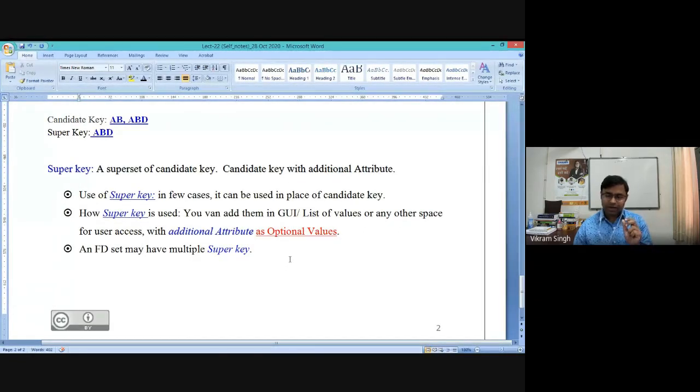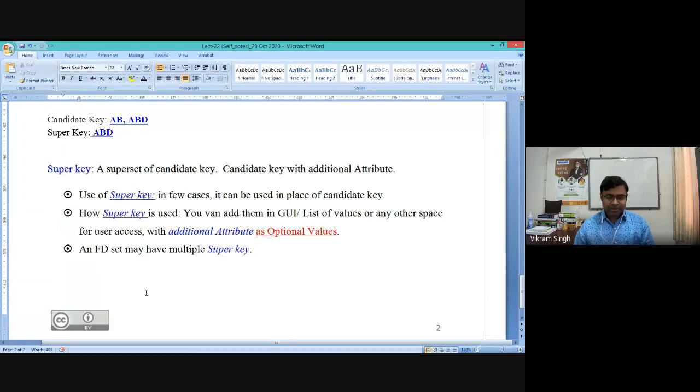But it is important: whenever we are building a GUI as an interface for the user and adding these candidate keys in those GUIs or interfaces, you need to add these additional attributes as an option. That's the important part. In this case, D is the additional attribute. Just because of adding D to the candidate key, it becomes a super key. So you need to add this D as an optional value. It is the same as with candidate keys. Like in the previous statement, for a functional dependency set we could have multiple candidate keys. Similarly, we could have multiple super keys also.